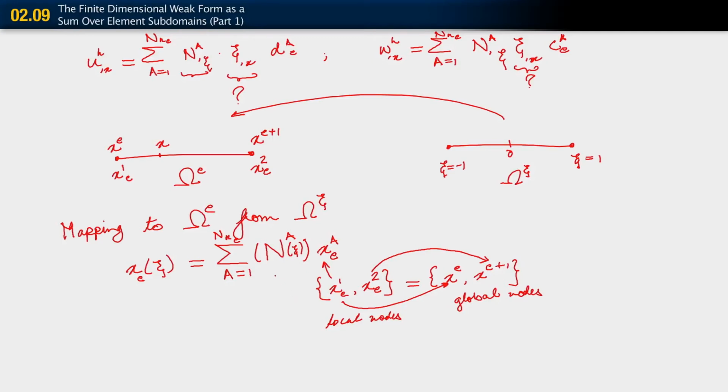Okay, so what we are doing here is using the same basis functions as for representing u^h and w^h. When we use the same basis functions to represent our finite dimensional functions as well as to interpolate our geometry, we have what is called an isoparametric formulation. Isoparametric meaning same sort of parametrization.